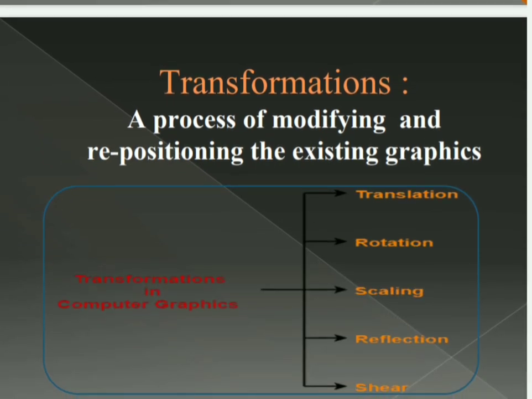Assume that you are going to design a game, and in that game you want to move the character or object from one position to another position, or you want to reduce the size of that object, or you want to rotate that object. Then you need certain techniques, and these techniques are transformation techniques. Therefore, we can say that transformation is a process of modifying and repositioning the existing graphics.